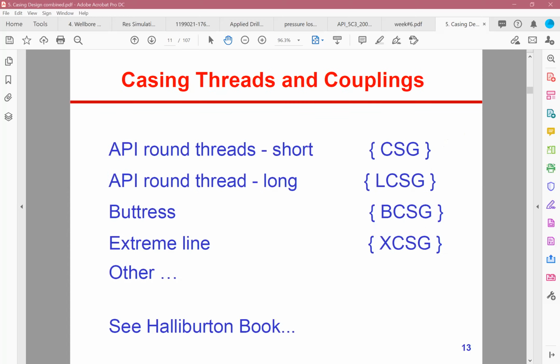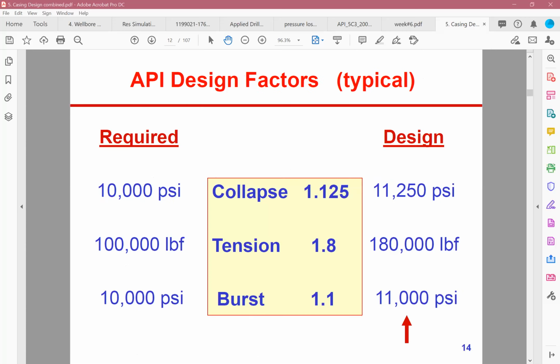All right, so now these casings will couple together using API threads. If we have time, we'll go over them probably because that's part of the design as well. So we'll see how it goes. There are different types of casing threads and couplings, which we will talk about later on, but these are the names just here. You can check the book as well. There is an exact definition of these terms: buttress, extreme line, API round thread, long, short. Probably we'll talk about them, but at this point, we're just going to skip it.